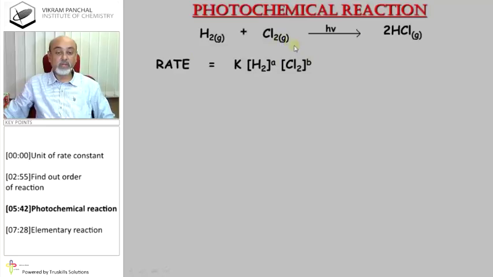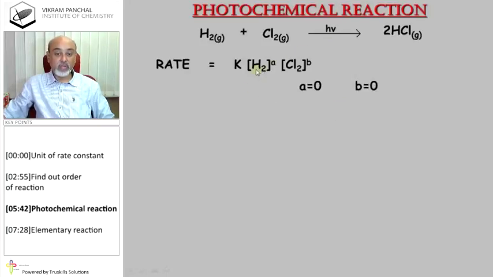Now in this reaction, at any time, if you change the concentration of hydrogen, it is not going to affect the rate of reaction. If you change the concentration of chlorine, it is also not affecting the rate of reaction. But if you change the intensity of light, then the rate of reaction changes. That means this reaction occurs due to light. Such a reaction is known as a photochemical reaction.